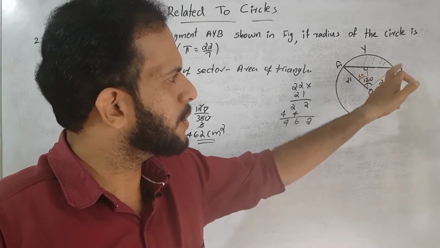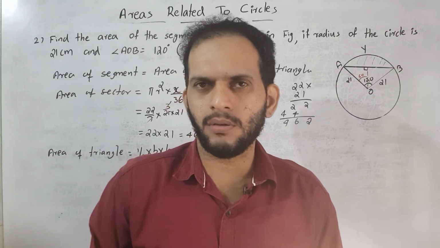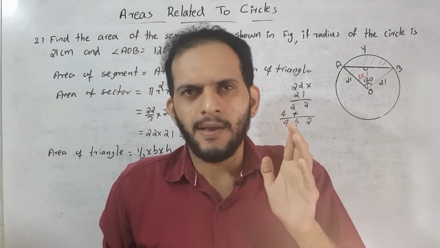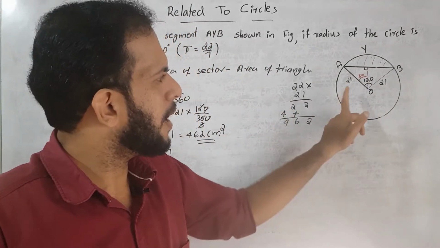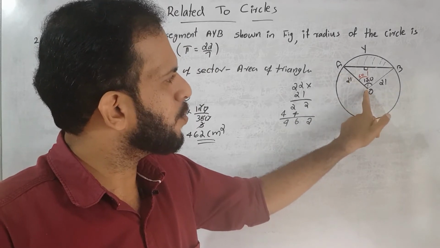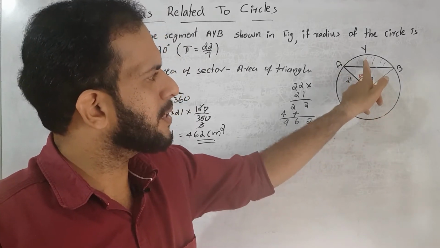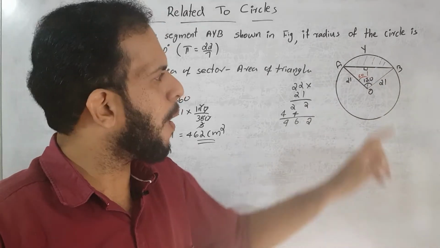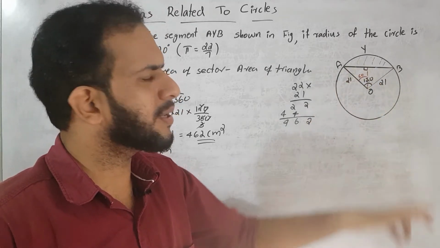Correct? OA is equal to OB, so AOB is an isosceles triangle. Then we studied, if we draw a perpendicular from the vertex joining the equal sides to the opposite side, that bisects the opposite side and the angle at that vertex.